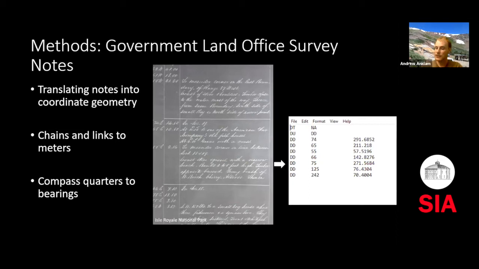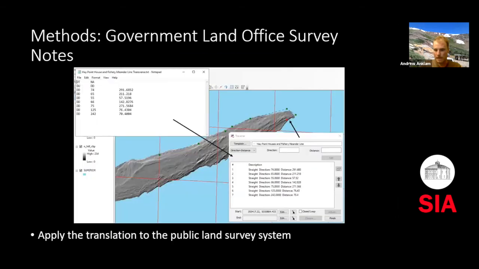With the measurements translated, they were then digitized and formatted so they can be read by the coordinate geometry, or COGO, tool in ArcMap. The COGO tool reads the data akin to a CSV file, with rows and columns representing the distance and directions of the survey measurements. Once these measurements have been digitized and formatted, they're imported into the coordinate geometry tool.